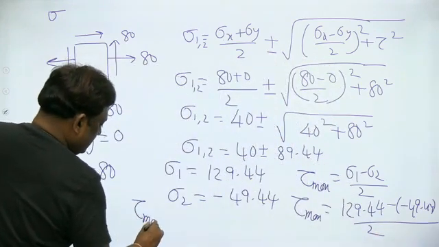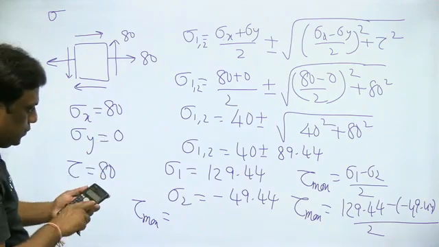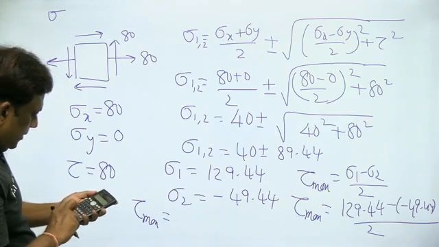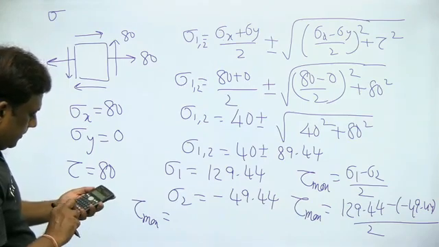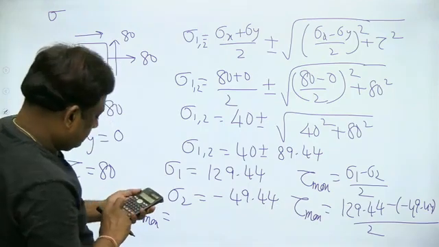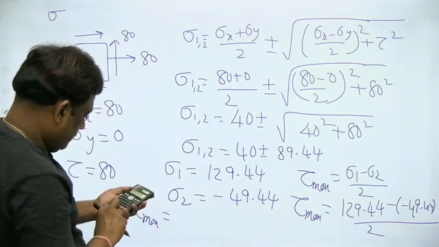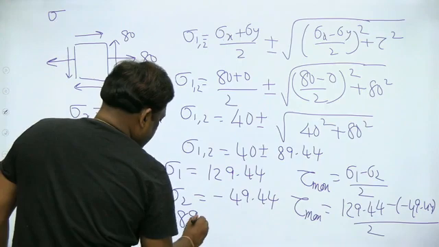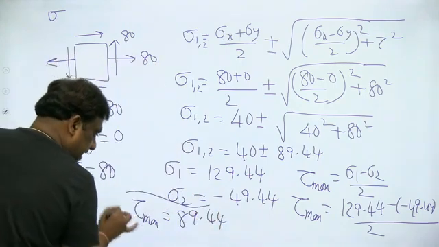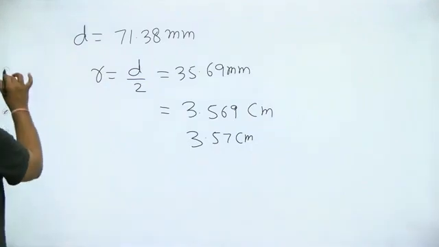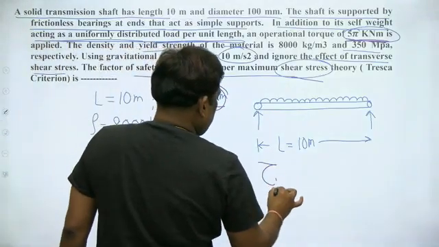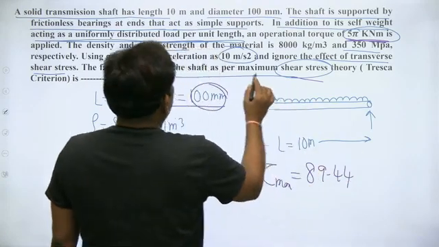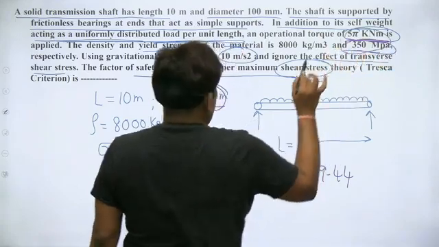If I calculate the maximum shear stress in the actual member, it will be 129.44 plus 49.44 by 2, which is 89.44. This is the maximum shear stress. The maximum shear that we got is 89.44, in megapascal, and the yield stress in tension is 350.